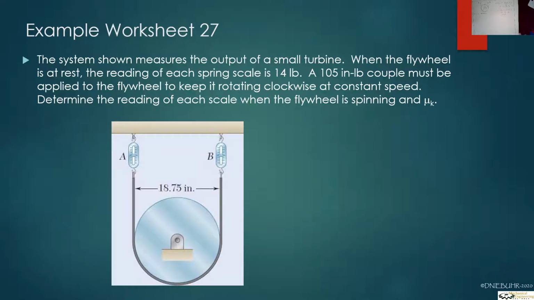So how does that change when the flywheel is spinning, and what is the kinetic coefficient of friction? The big assumption in this problem is that the belt doesn't stretch. We assume it's perfectly rigid. If this thing is spinning clockwise, ask yourself which one is going to represent the larger tension, tension 1 or tension 2? Think about that for a second.